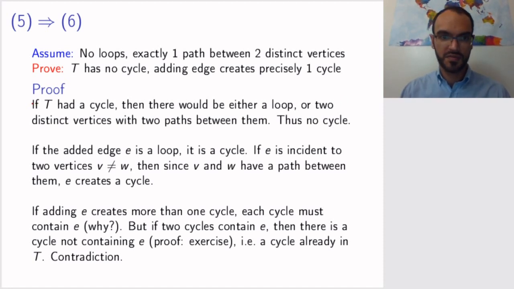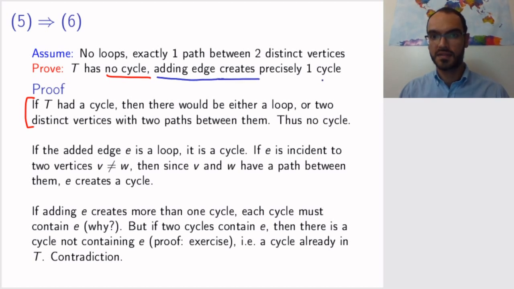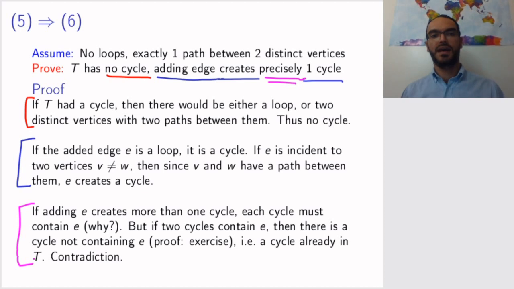So the proof was in 3 parts. We proved that it has no cycle, that adding an edge creates a cycle, and that adding an edge creates precisely one, meaning no more than one cycle. And these steps altogether prove that if we just assume that the graph has no loops and exactly one path between any two distinct vertices, then it follows that T has no cycle and that adding any edge creates precisely one cycle.